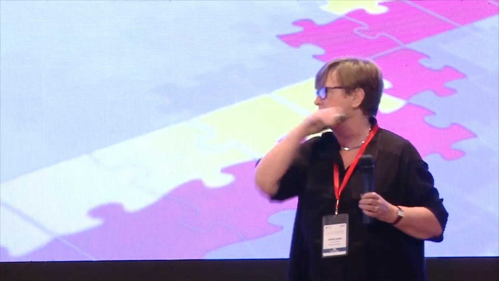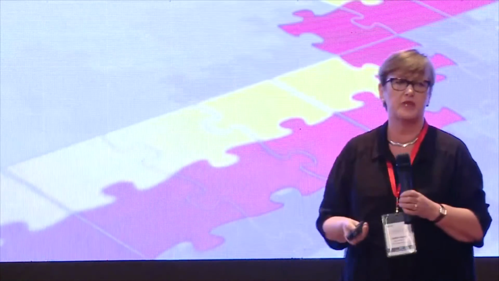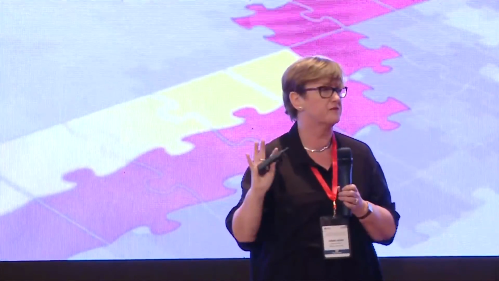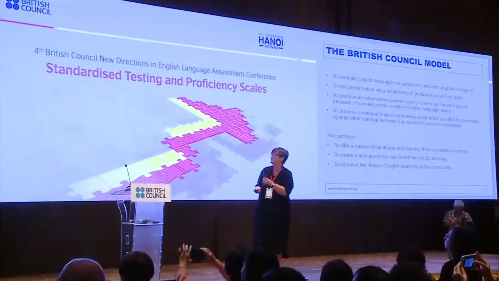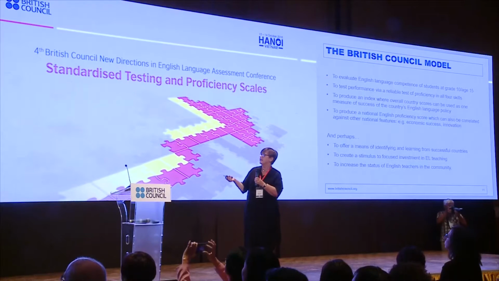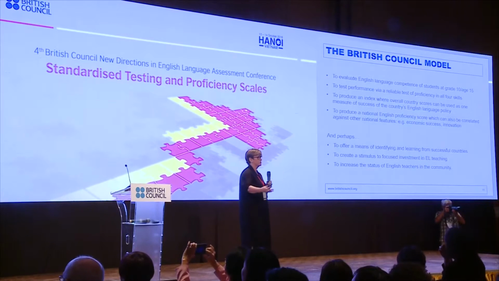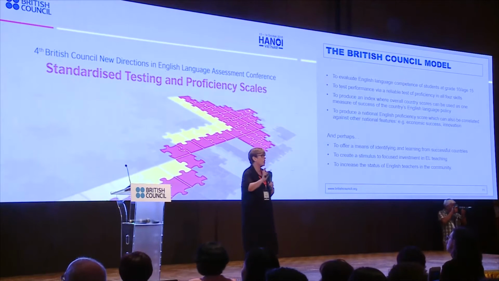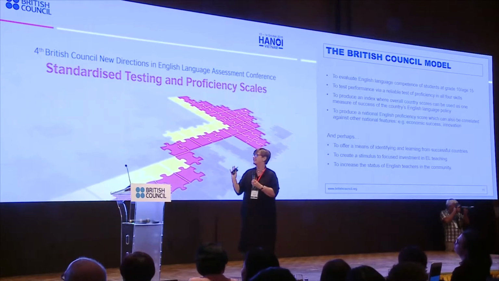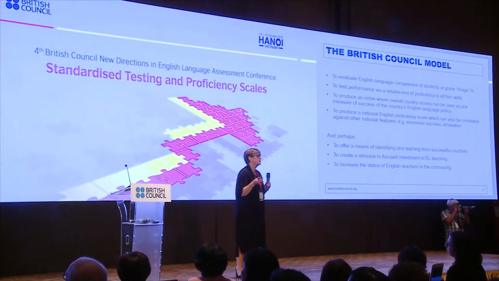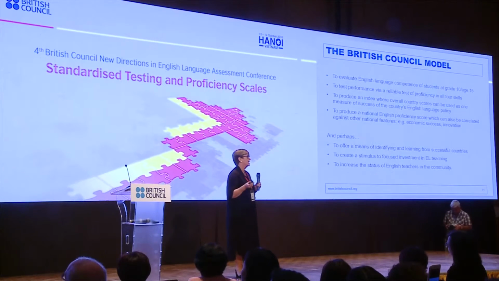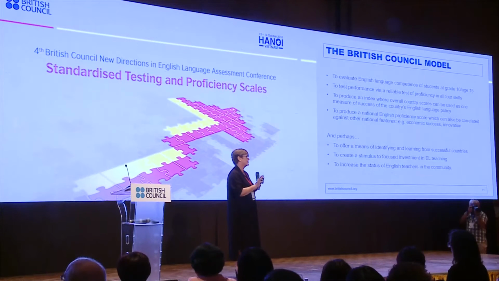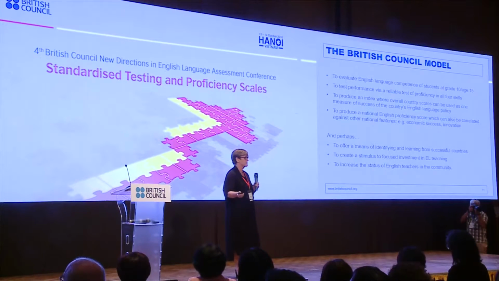Looking at the same age as the PISA exercise, around age 15. Test proficiency in all 4 skills. Produce an index where overall country scores can be shown and used as one measure of the success of the country's English language policy. And I would repeat, one measure. This is not the only measure of success. There are lots of other factors.